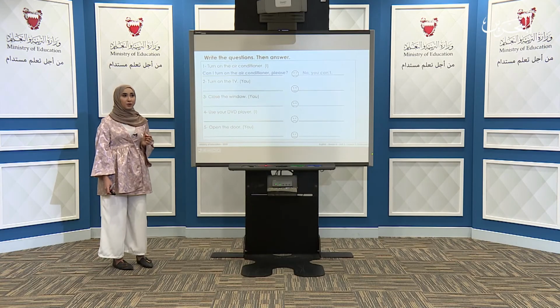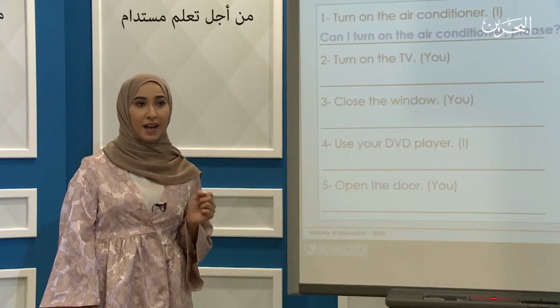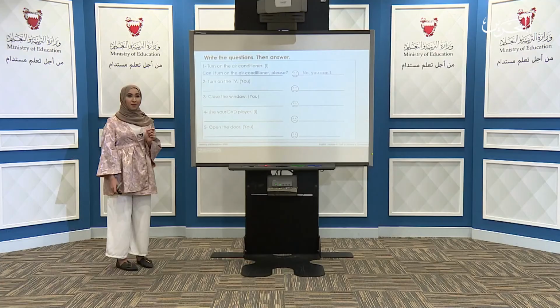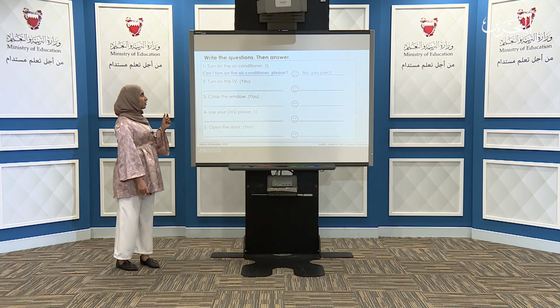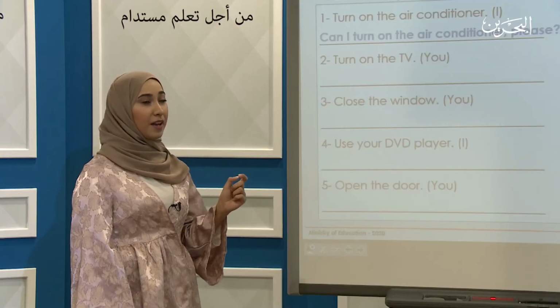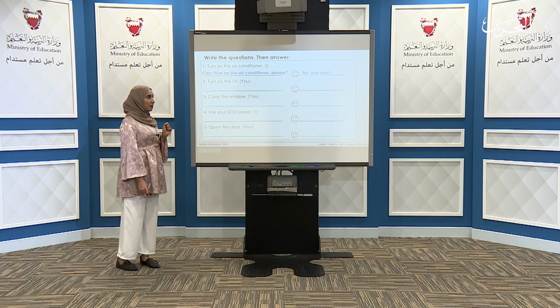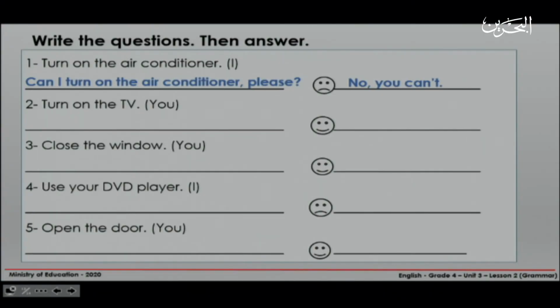Now we are going to write the question, then answer it. Number 1 is an example. It's done for you. Turn on the air conditioner, and the pronoun is I. So, what's the question? The question is, can I turn on the air conditioner, please? And of course, don't forget the question mark. And as you can see, we have a sad face. So the answer is no, you can't. And remember to write the comma after no.